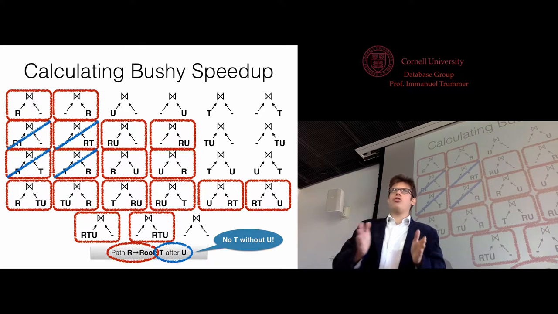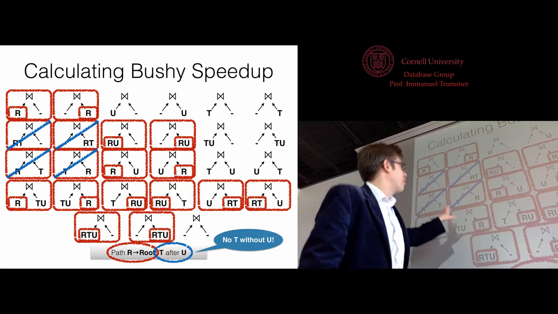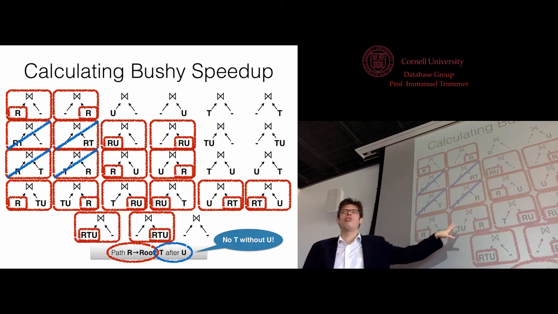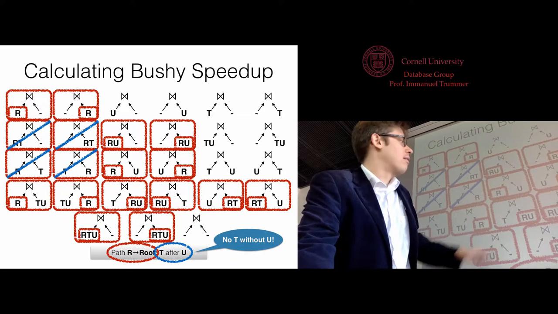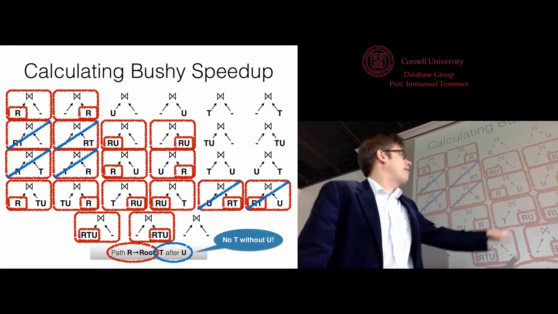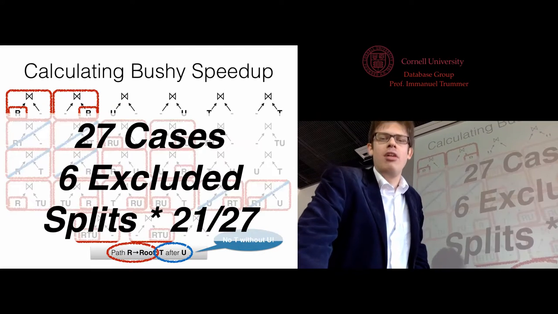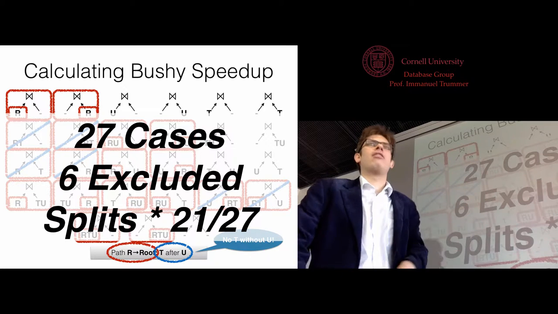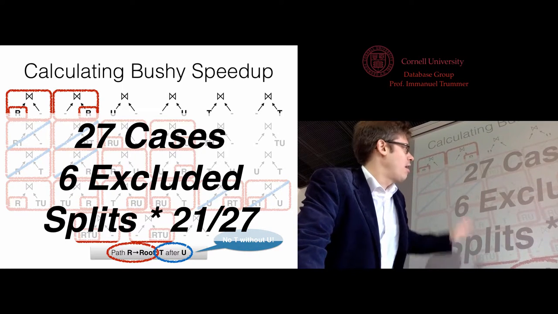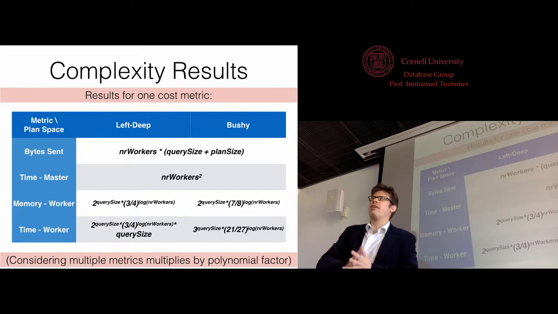But I should not only check the join results, I should also check the join operands. And more precisely, I should check those join operands which contain table R. And now, again, applying the second part of the constraint, I can exclude 2 more of those subquery splits, which means that in general, we get rid of 6 out of 27 cases, and that leads to the factor that I have shown before.